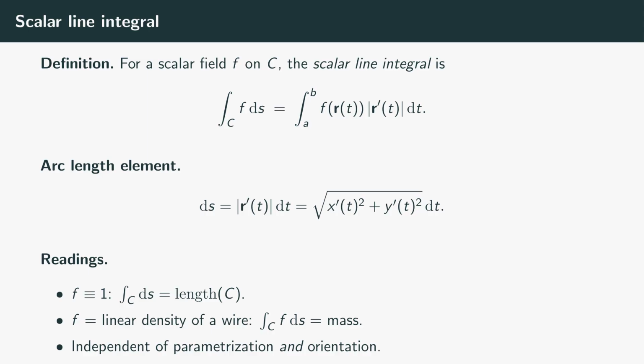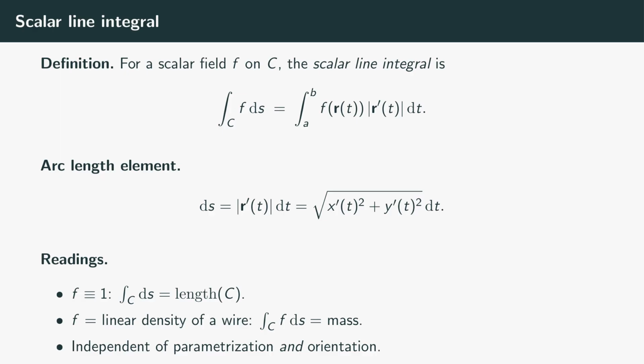Before the main event, a quick stop. There is a second species of line integral, the scalar one. Given a scalar field f defined on the curve, the integral over C of f ds weights f by arc length. The arc length element ds is the magnitude of the tangent vector times dt. It measures the tiny distance you cover in time dt.